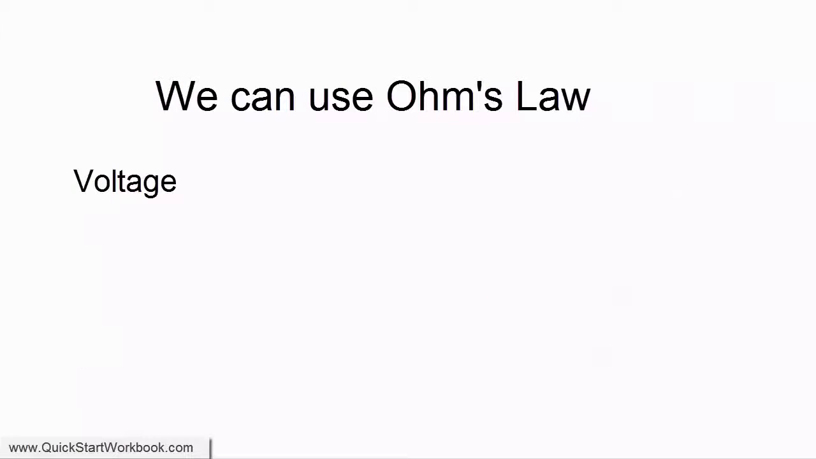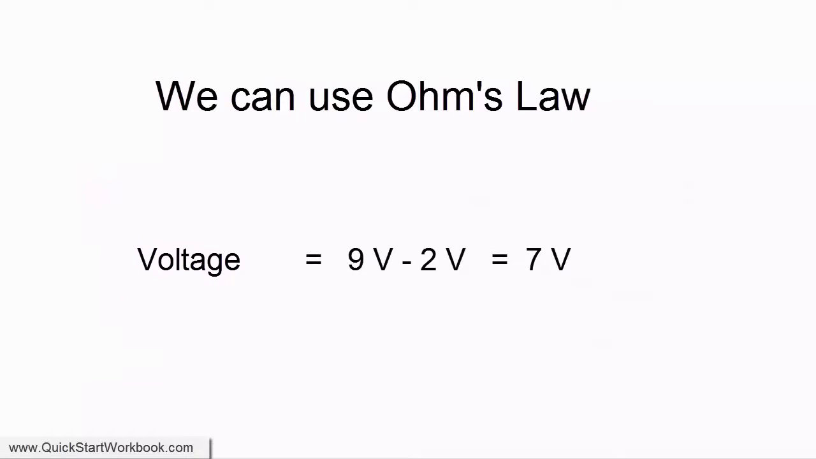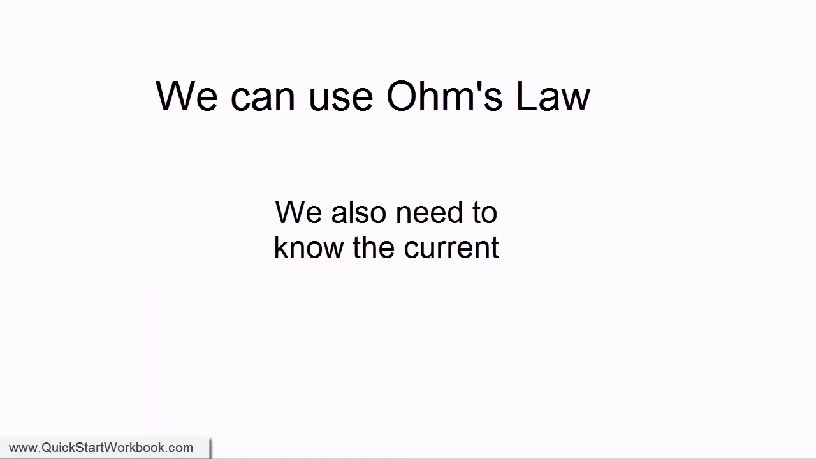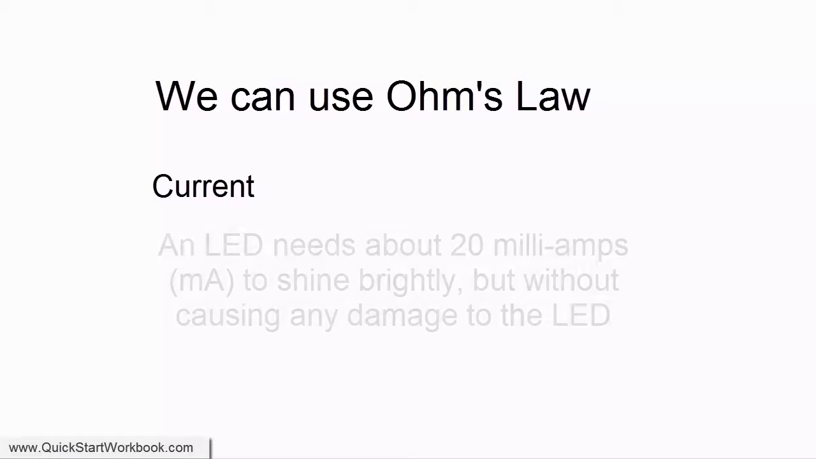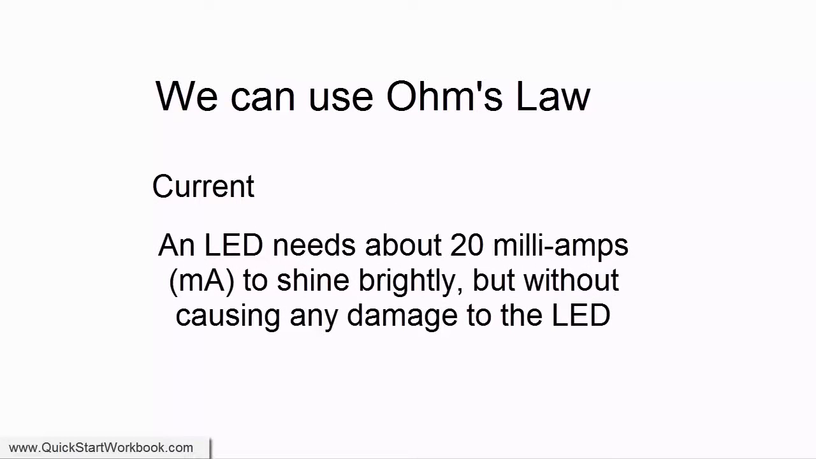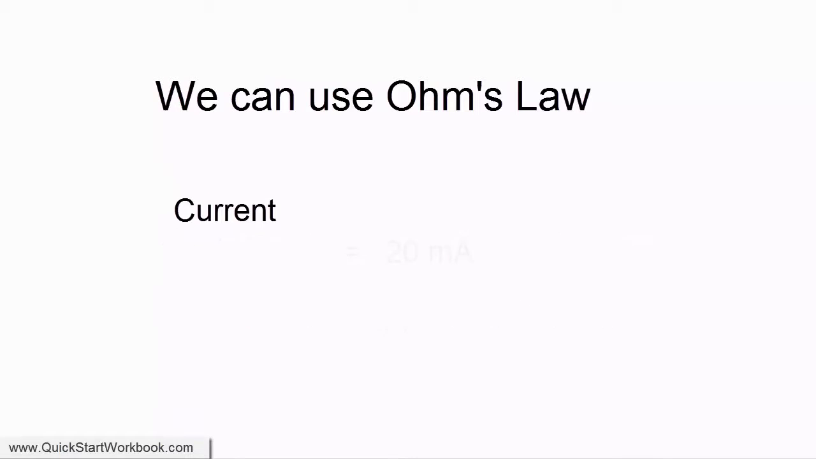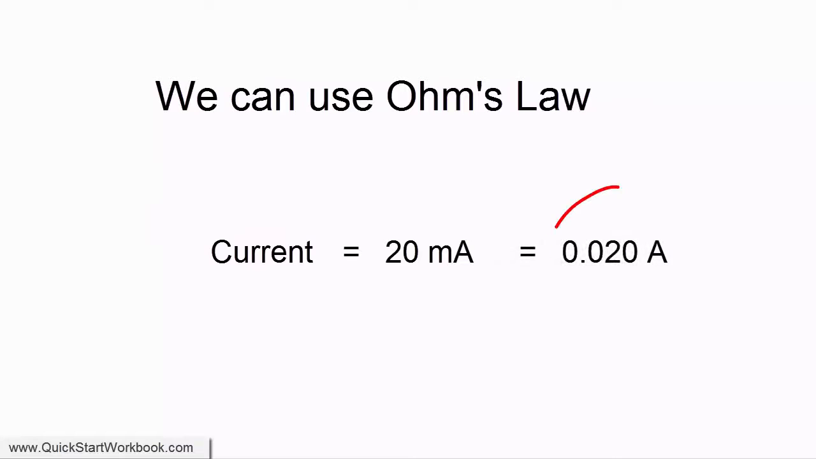If we assume a voltage drop of about 2 volts, which is fairly typical for an LED, then this gives us a voltage value of 7 volts, which is what we'll use in Ohm's Law. And we also need to know what the current is. Most LEDs require somewhere between 16 mA and 20 mA in order to shine brightly, but without causing any damage to the LED. So 20 mA is what we will use in Ohm's Law.